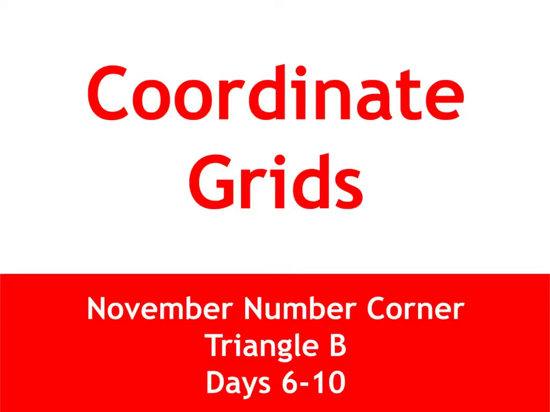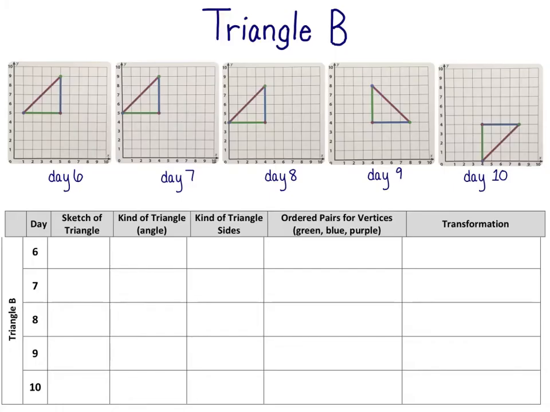Right, this is coordinate grids, triangle B for November Number Corner, which is actually days 6 through 10. Get out your worksheet. We are on the part that says triangle B, which should look like this part of the worksheet. Now I have put what the triangles look like for days 6, 7, 8, 9, and 10. Let's focus on day 6.